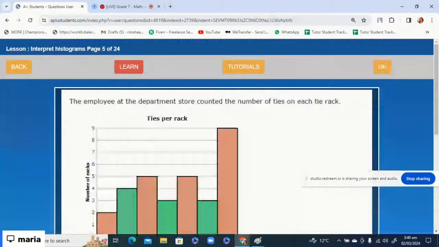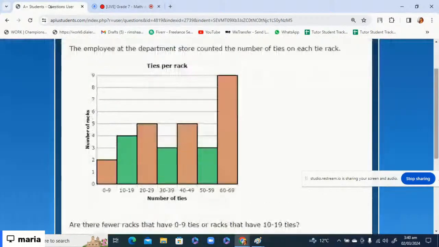Okay, now the employee at the department store counted the number of ties on each tie rack. These are basically the ties per rack. Number of ties are given. These are the ranges: 0 to 9, 10 to 19, 20 to 29, 30 to 39, 40 to 49, 50 to 59, 60 to 69, and number of racks are given.